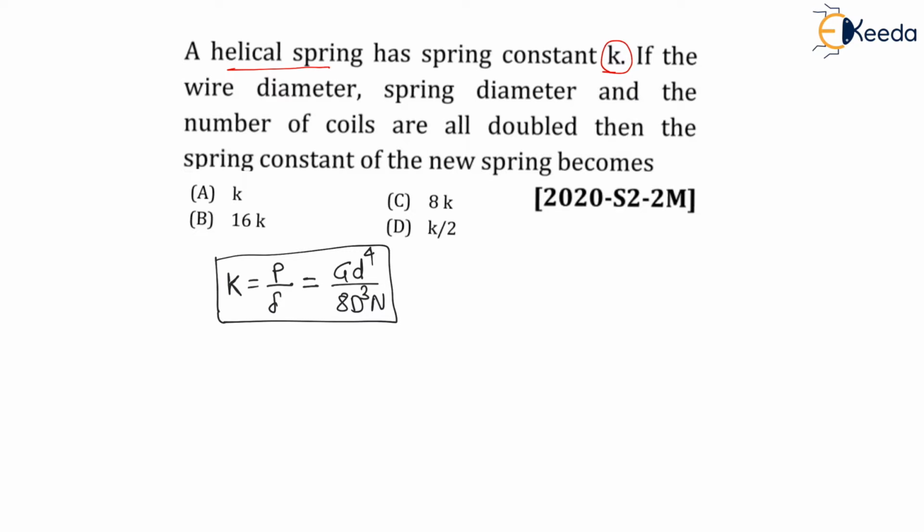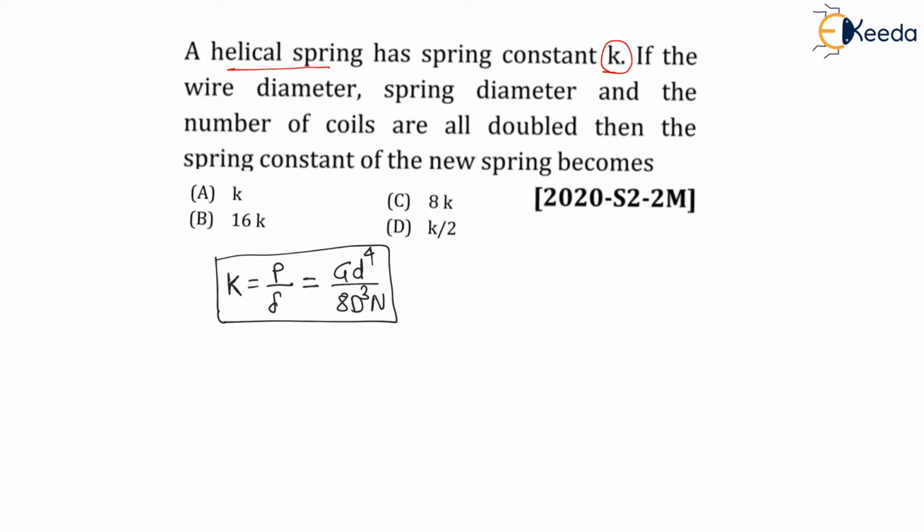So my dear students, in this K is the spring constant or also called spring stiffness, G is shear modulus, small d is diameter of wire, and capital D is mean coil diameter, that is spring diameter. It is also called spring diameter. N is nothing but number of active turns, that is number of active coils, right?